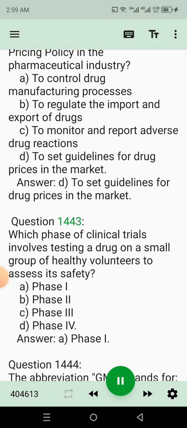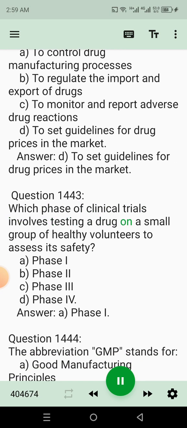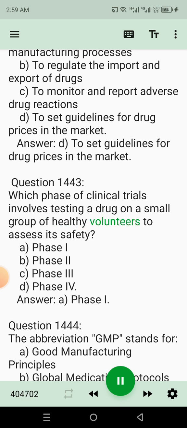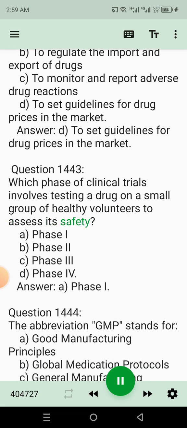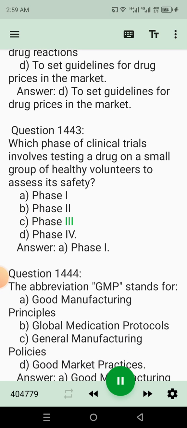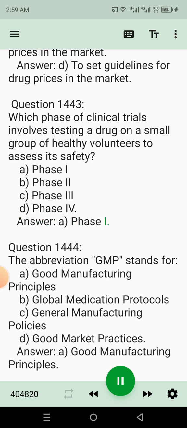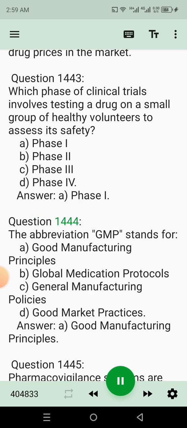Question 1443. Which phase of clinical trials involves testing a drug on a small group of healthy volunteers to assess its safety? A. Phase 1. B. Phase 2. C. Phase 3. D. Phase 4. Answer. A. Phase 1.